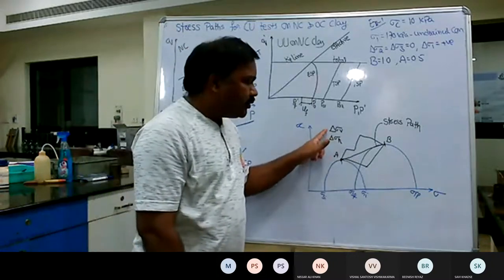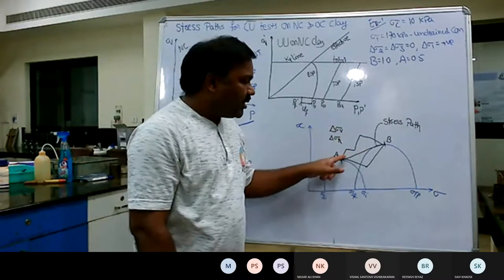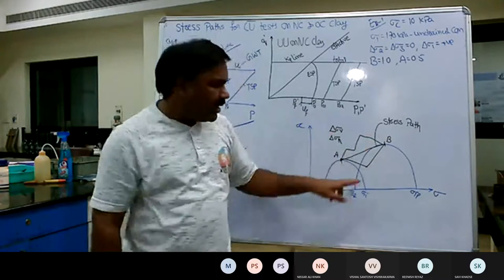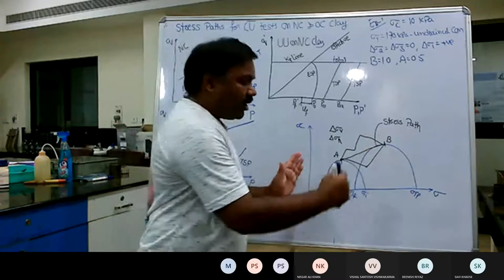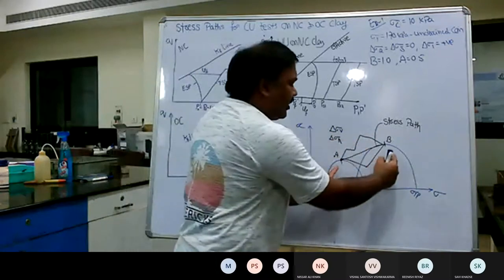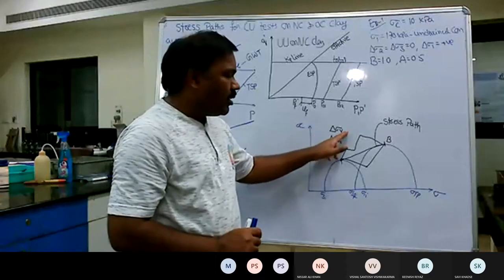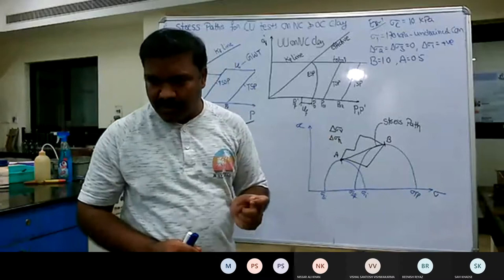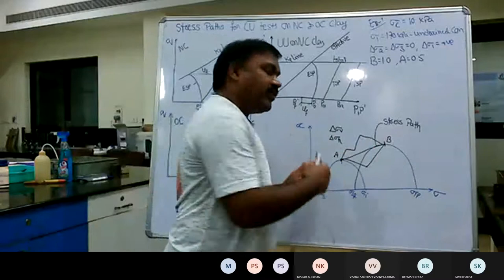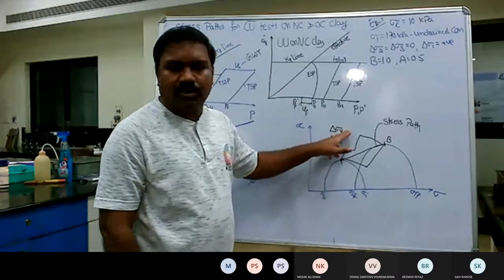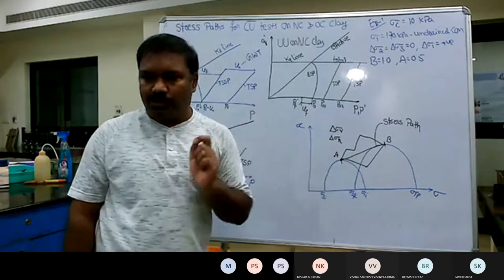Depending upon the magnitude of delta sigma V and delta sigma H, you get a stress path that may be linear, may be non-linear, or may have a kink, or may go above the kink. So fundamentally, what you need to understand is, between A to B, what is happening? Are you increasing sigma V alone by keeping sigma H constant? If that is the case, how does the stress path look? Or vice versa, sigma V is constant and sigma H only is increased, then how does the stress path look?